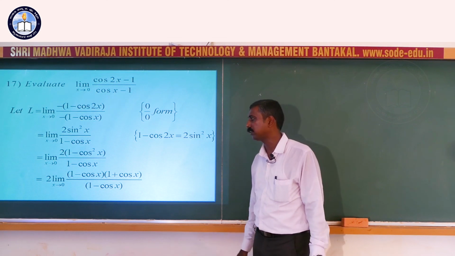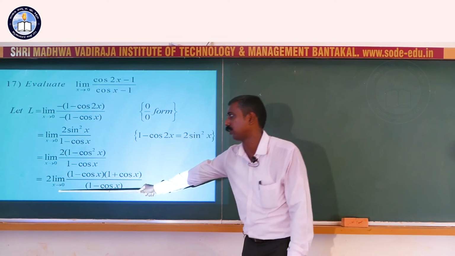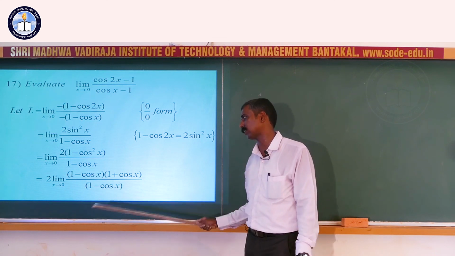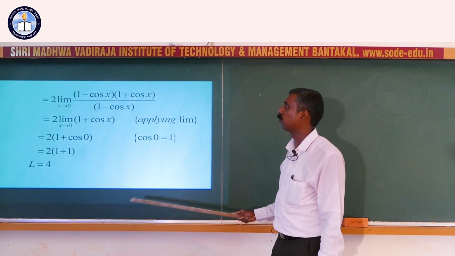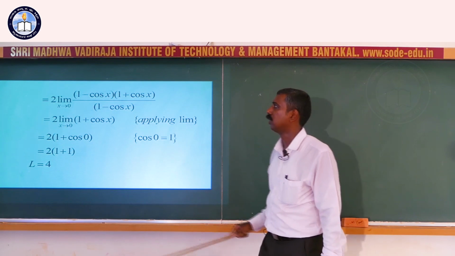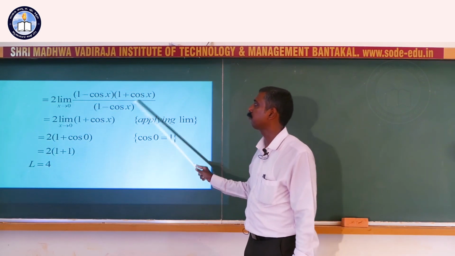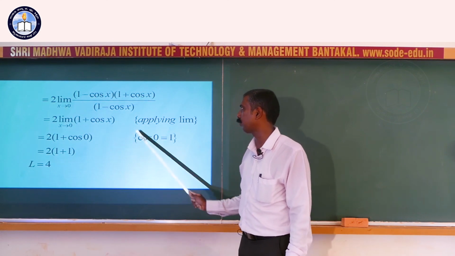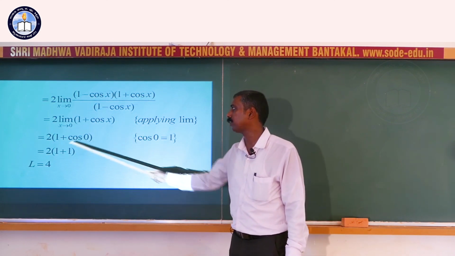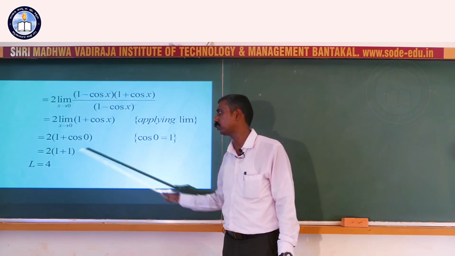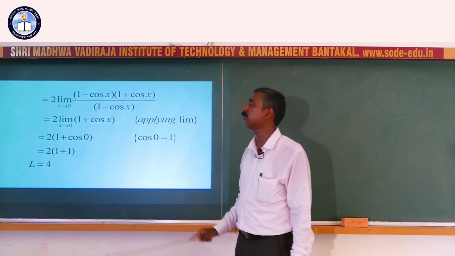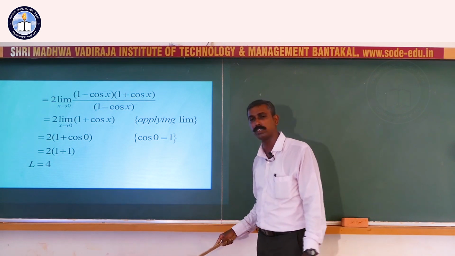They get cancelled as x tends to 0. x is not 0, therefore cos x is not 1. So, 1 minus cos x is not 0, therefore both of them cancel. So, you have 2 into (1 plus cos x) as x tends to 0. So, put x tends to 0 and apply the limit, what do you have? 1 plus cos 0, that will be 1 plus 1, which is 2. So, 2 into 2 is equal to 4. These are simple basic calculations you can do easily.